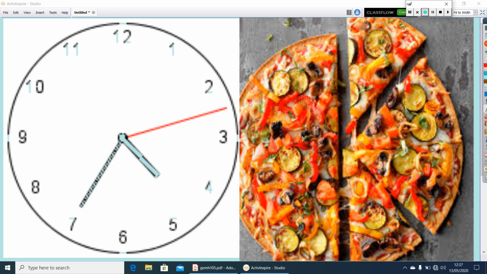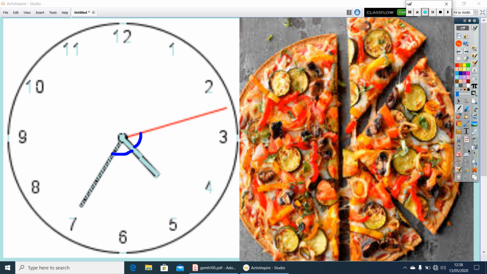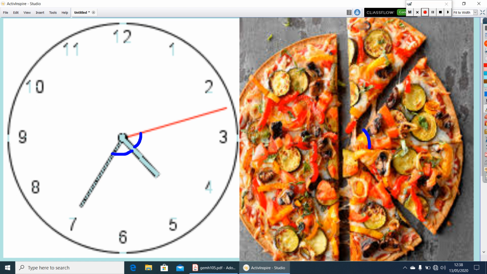Here are two pictures. In the first one, a clock, you can find the angle between the hands of the clock. Similarly, in the other figure, it is a picture of pizzas, and you can see angles in between the slices. Today I am going to discuss pairs of angles, different types of pairs of angles. Let us see.